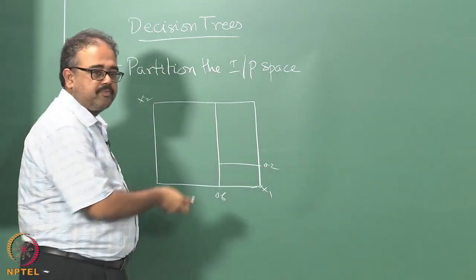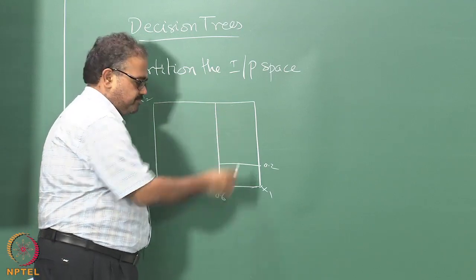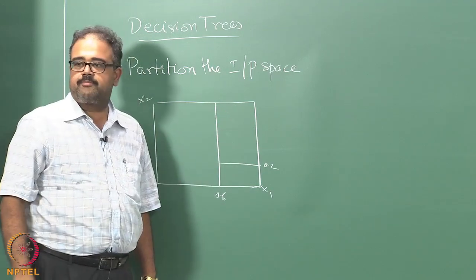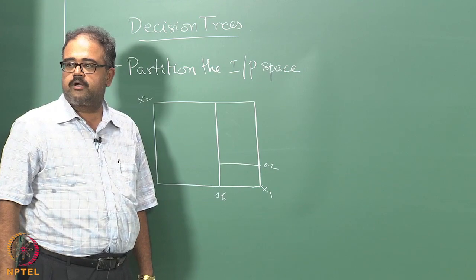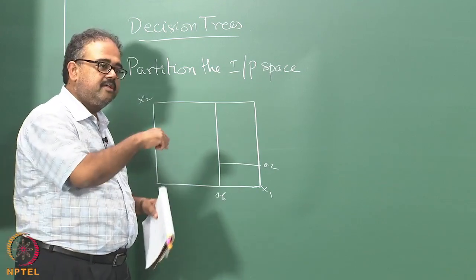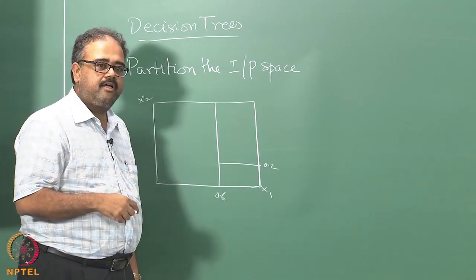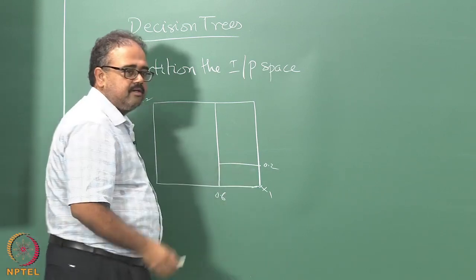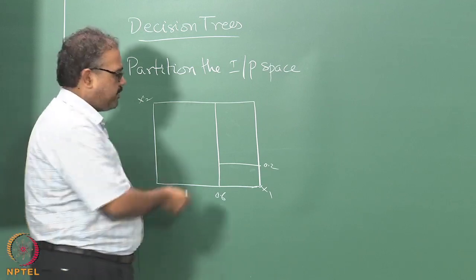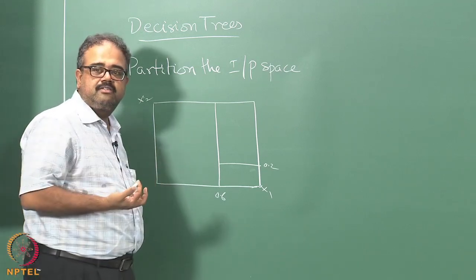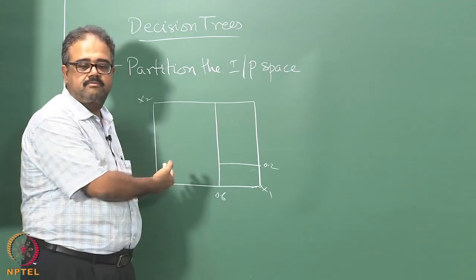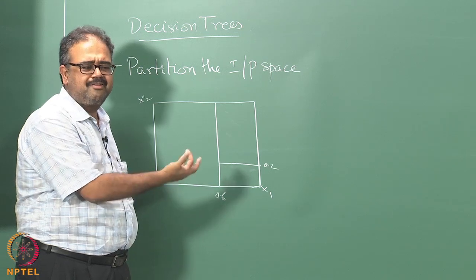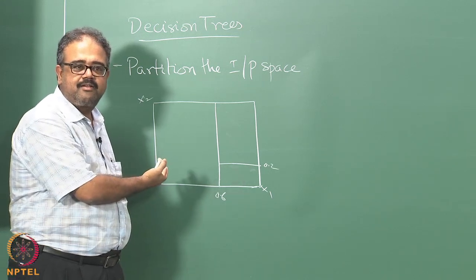So this region is now x1 greater than 0.6, x2 greater than 0.2, and likewise this is x2 lesser than 0.2. And likewise here I can ask a question. What kind of question can I ask here? Come on, just say something random.